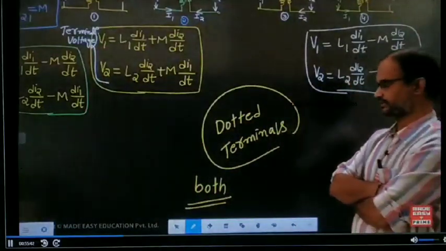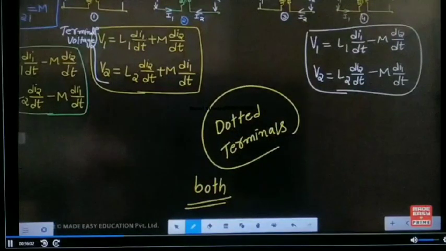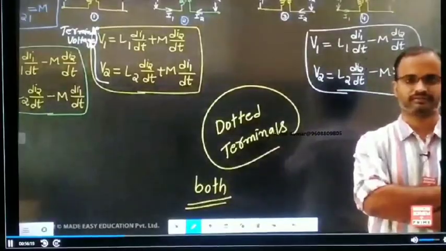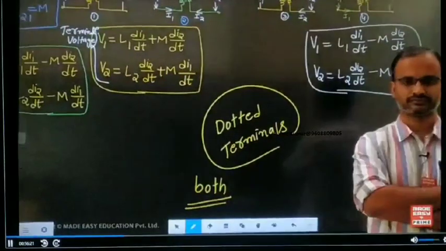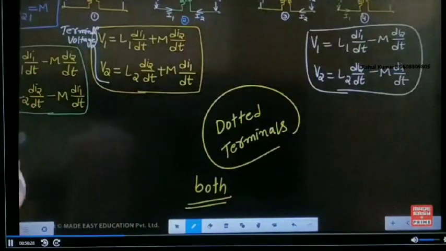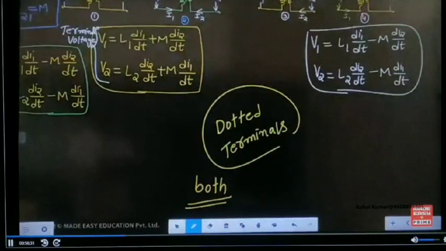When one current is entering and the other current is leaving at dotted terminals, the sign of the mutual induced voltage is opposite to the sign of the self-induced voltage.